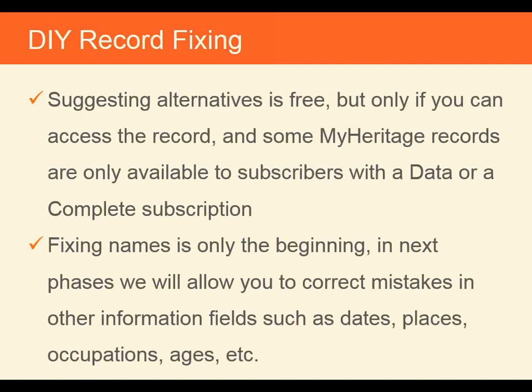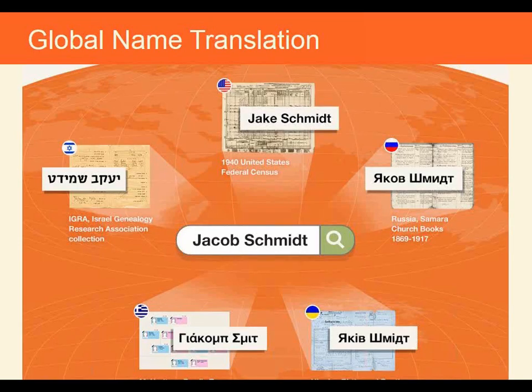Fixing names is only the beginning in our plan. Very soon we are going to allow you to correct dates, places, occupations, ages, and other pieces of information that may have transcription errors or any kind of errors from the records. Now, remember that we were talking about the names and the different spelling variations.